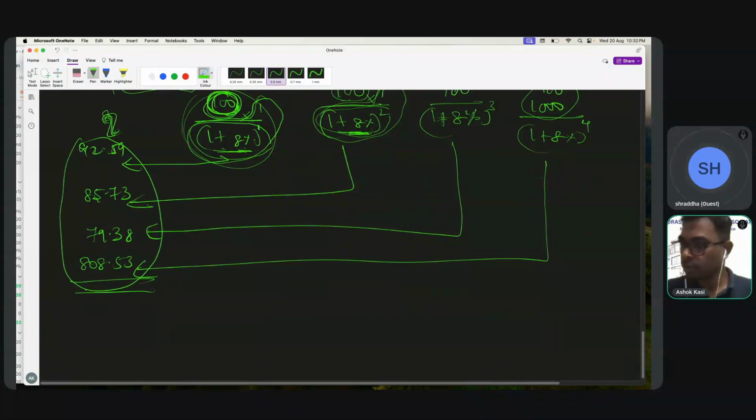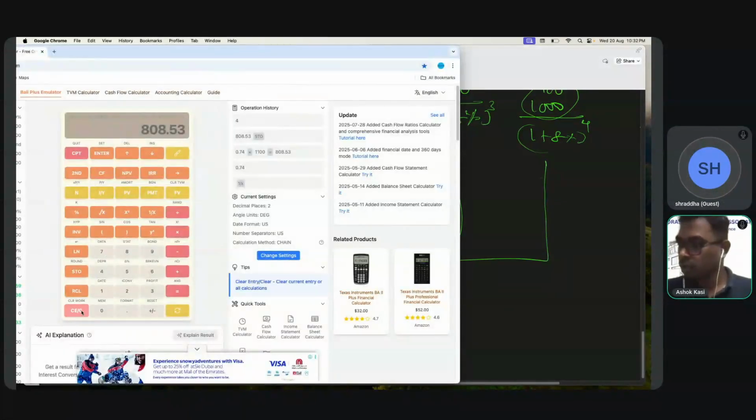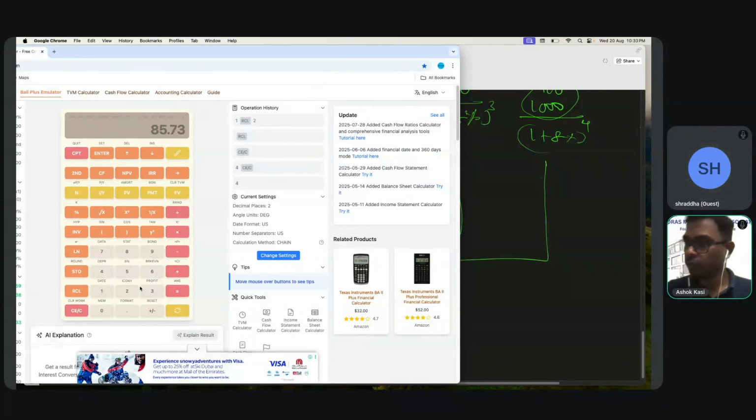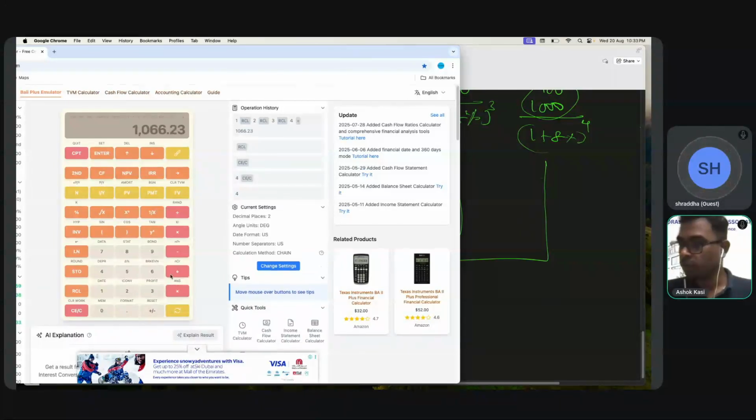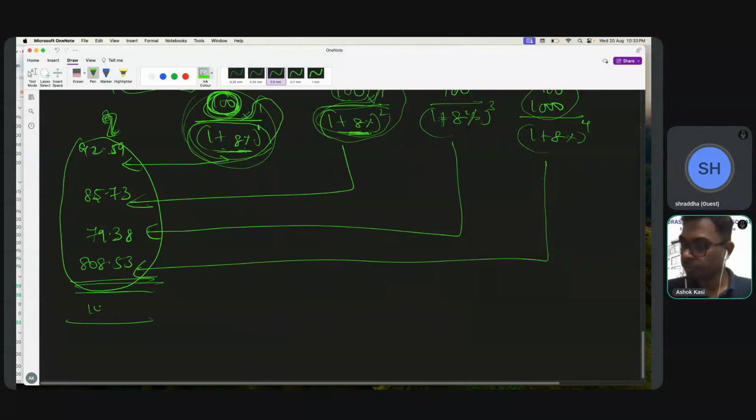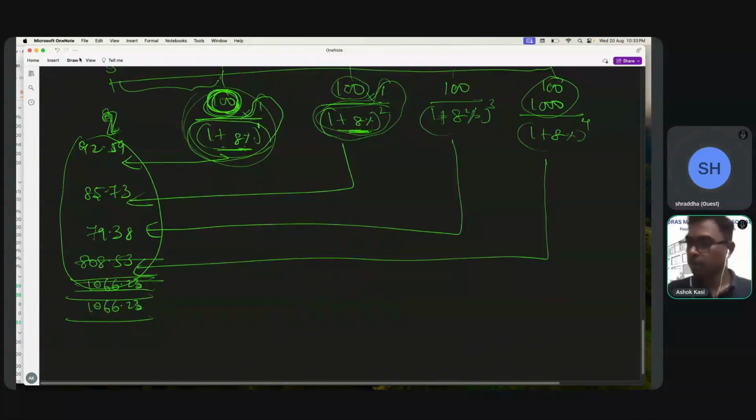So overall, how much should I be willing to pay? I need to add up all of these. I can do this in the calculator itself. Recall 1 plus recall 2 plus recall 3 plus recall 4 equal to 1066.23. So if this bond is available in the market for, let's say, 1020 rupees, then I will grab it because it is available at a discount. If it is available at 1080 rupees, then I will not touch this bond because it is overvalued.